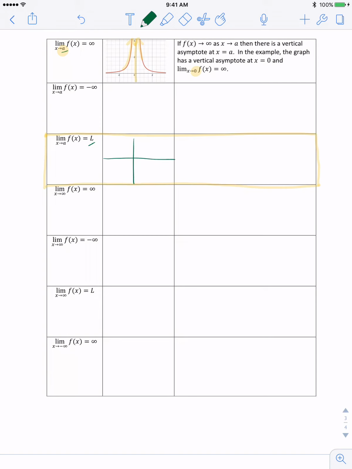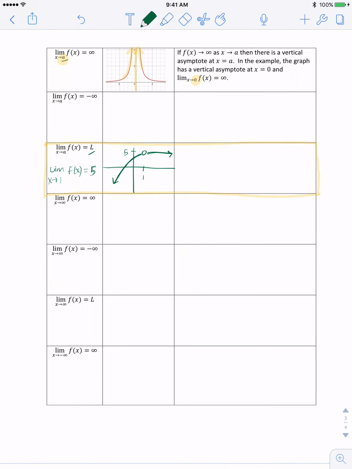So what you'll do is you'll just sketch a function. And what's easiest for me is to go ahead and write what I want my a to be and what I want my L to be. Let's say 5. So here's a graph of a function to where my outputs are tending towards 5 as my inputs are tending towards 1. So I just need to write in words what this means.